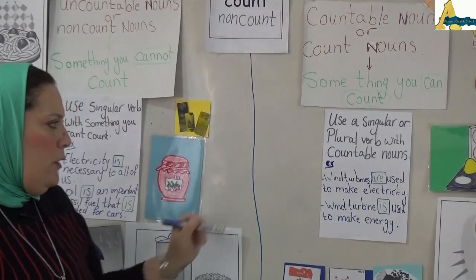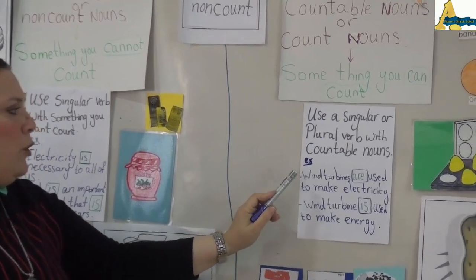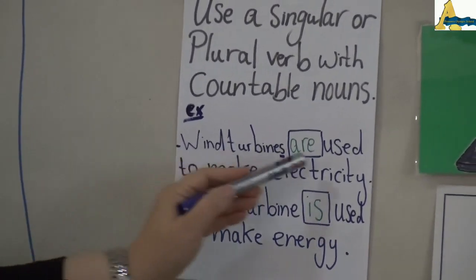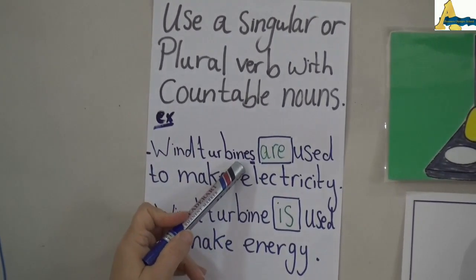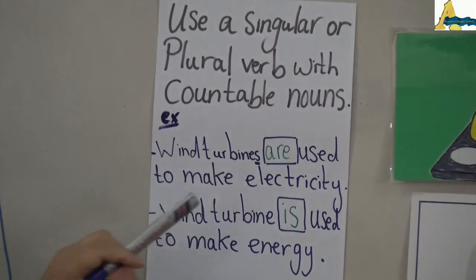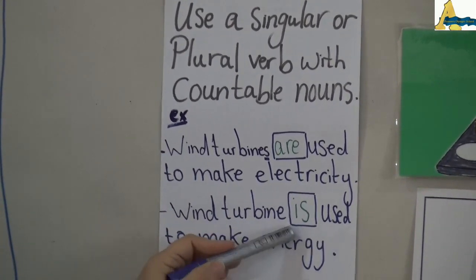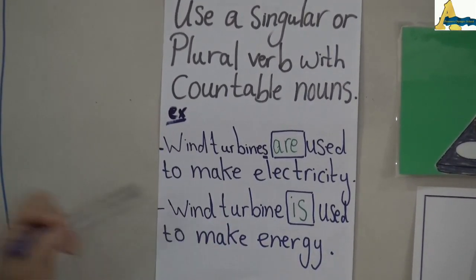Let's see an example from our lesson in the book. Wind turbines are used to make electricity. Why did I use are? Because I have S in the noun before it. Wind turbine is used to make energy. Why did I use is? Because this is a singular noun.